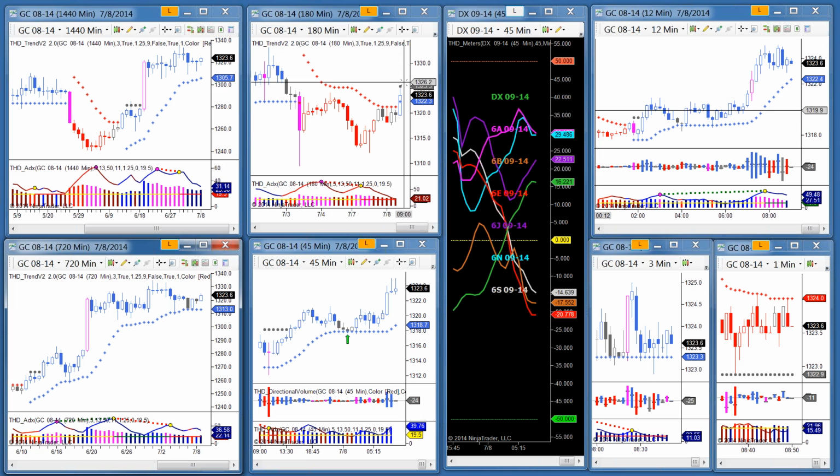I think today, Bonnie, the key on gold is going to be the 180-minute chart at where the congestion dot is at 1325.4. If it does not break that, then it's going to come back down some.